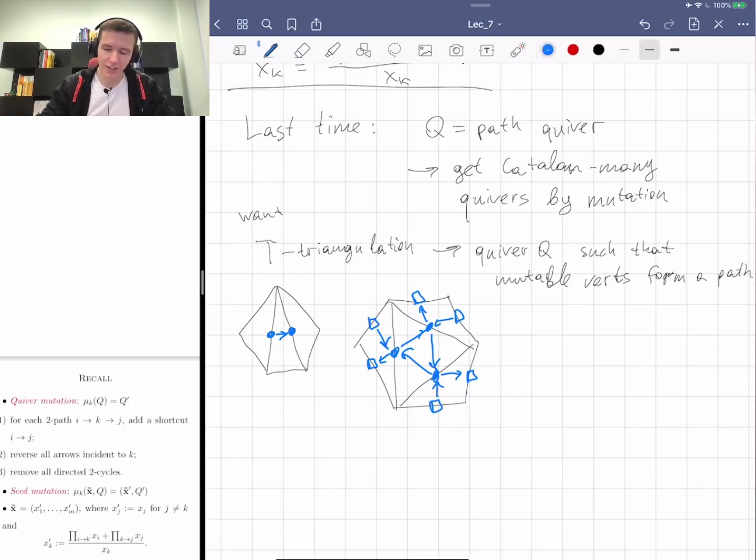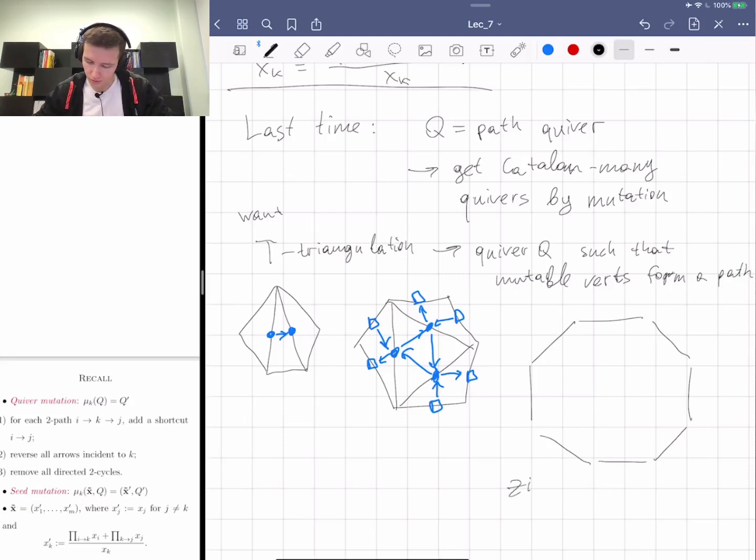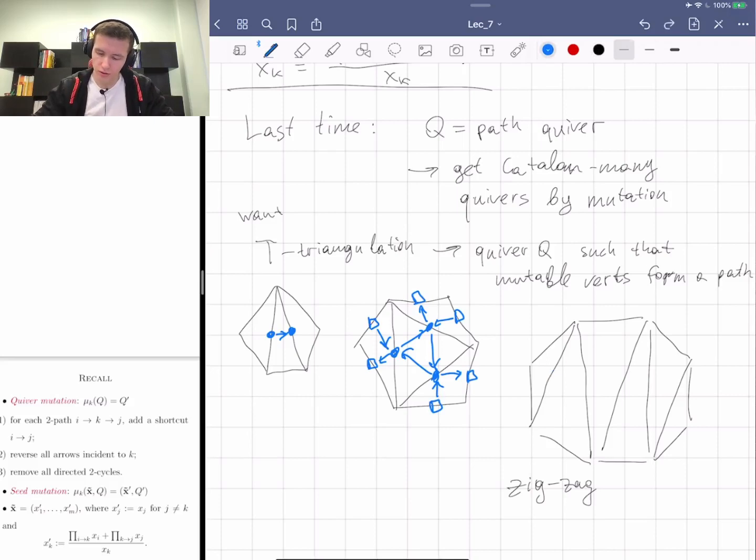Okay, yeah, that's already pretty explicit, I would say. Right, so in general, let's see if I can draw an eight-gon. In general, you just do a zigzag triangulation. You draw a diagonal, and then you have the two endpoints. You first move this endpoint here, and then you draw a diagonal, and then this one, and then this one, and so then your mutable quiver. Yeah, you could also do that. That also works, and then you're going to get different orientations.